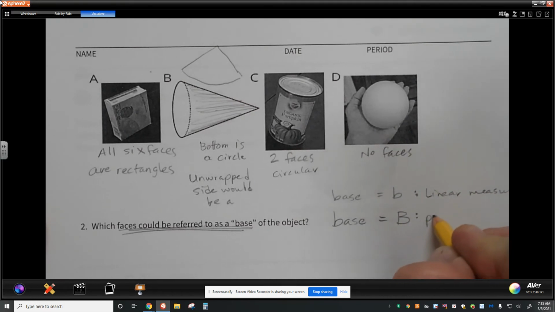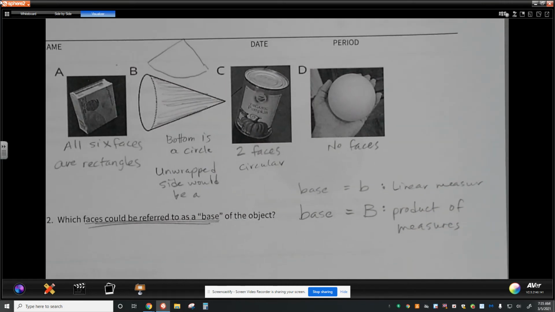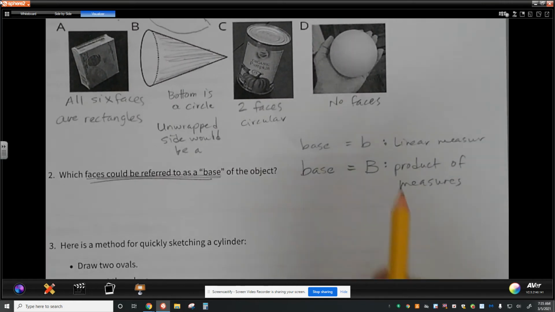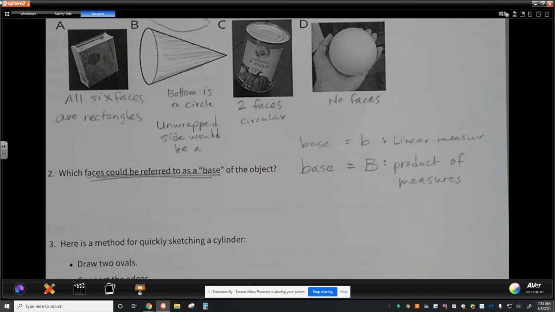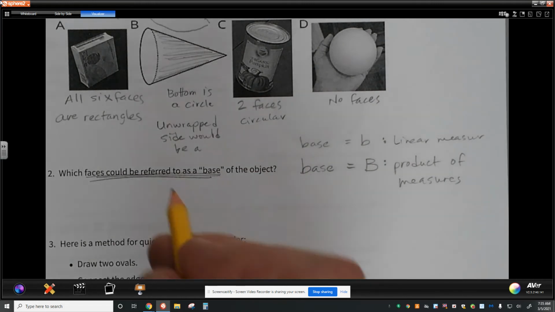This is a product of measures. Okay, just want to make sure that we understand that before we move on any further. So there's a big B base and a little b base, and we have to understand the difference between both. So which faces could be referred to as the base of an object?